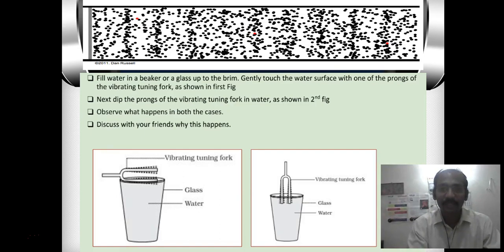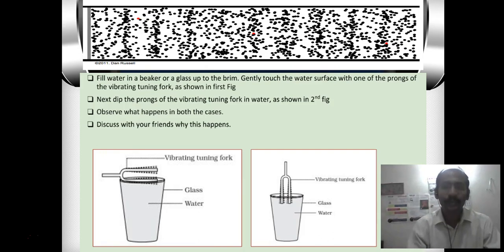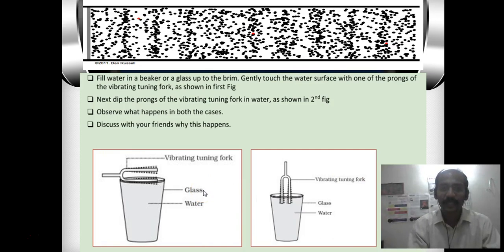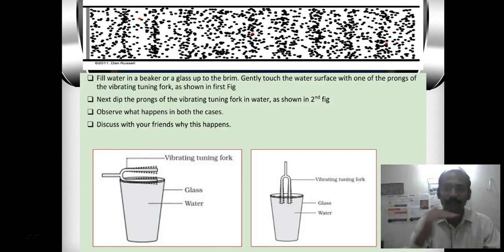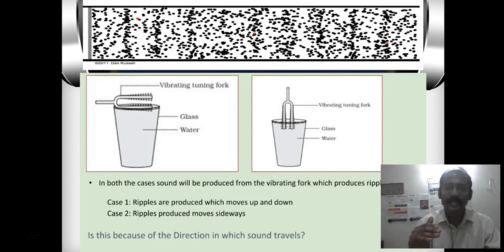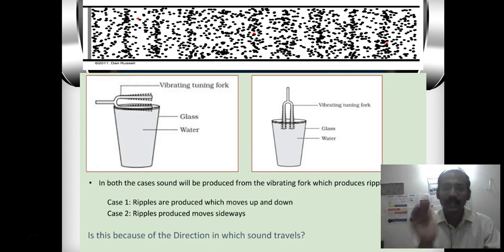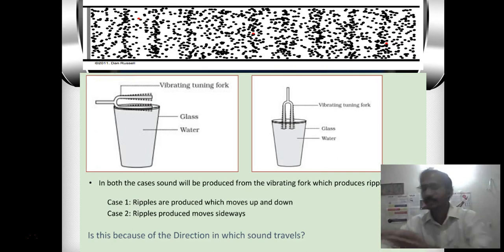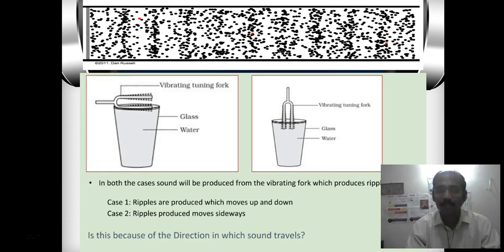Now, take a glass of water and a tuning fork, hit the tuning fork, and place it like in the first figure. We can observe the water waves going sideways. In the second case, ripples move sideways, and in the first case, ripples move up and down like waves. Yes, now this is because of the direction in which sound travels.